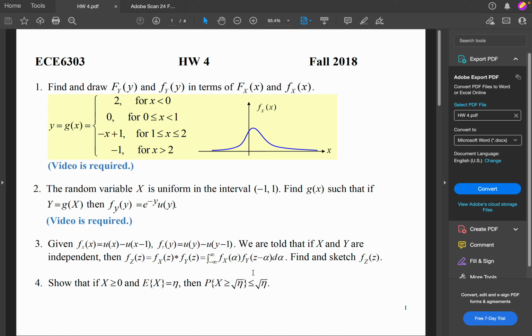In this video, I'll be explaining question 2 of homework 4. We are given a random variable x which is uniform in the interval minus 1 to 1, and we need to find g of x such that if y equals g of x, then f of y is equal to e raised to power minus y times u of y, where u of y is a unit step function.